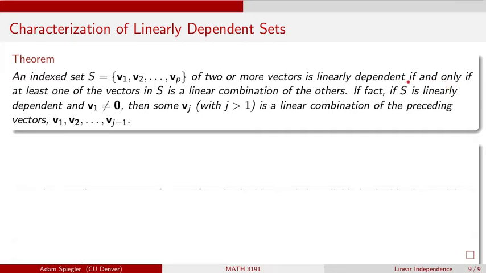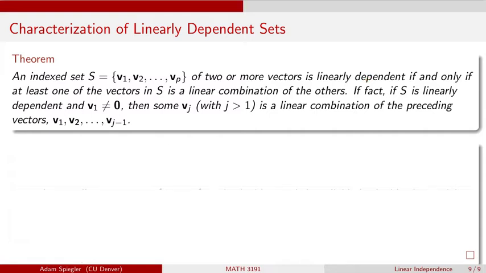So that means for those that have taken Math 3000 or a class in math proof writing, we need to prove two things to prove an if and only if statement. I need to prove that if this set S is linearly dependent, then at least one of the vectors in S is a linear combination of the others. That's what we would call the forward direction. And then we would also need to prove the reverse direction, which is the other way, namely that if at least one of the vectors in S is a linear combination of the others, then that would imply that this set S is linearly dependent.